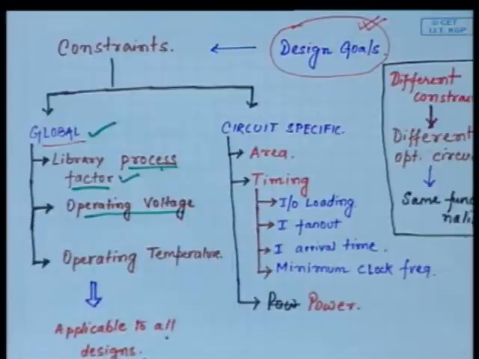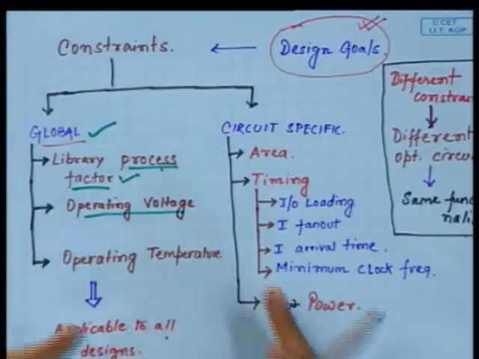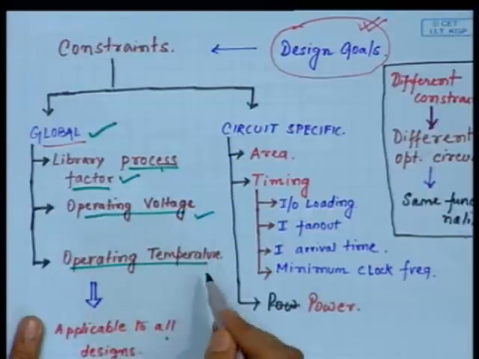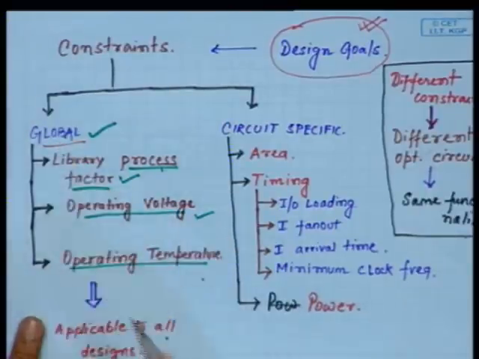If presently it is requiring 8 to 10 volts, you have to optimize the design such that you would require 5 volt. Okay, so these are the constraints. Operating temperature. Okay, these are global constraints, which are applicable for all designs.